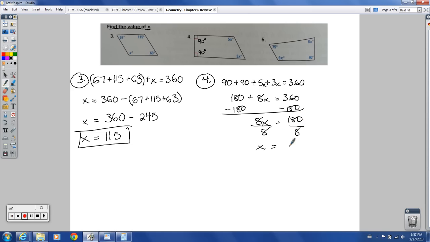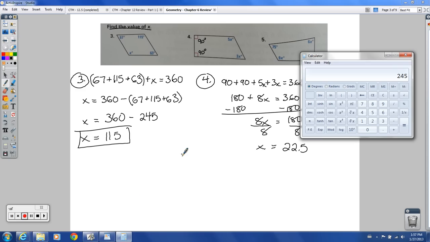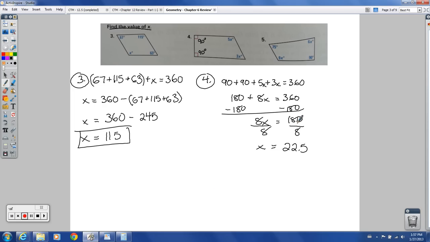It would be 22.5. You just do 180 divided by 8 in a calculator. You could also think of it as 180 divided by 8, you could reduce that until you couldn't reduce anymore, and then find out it's still a fraction, so you could write it as a decimal.